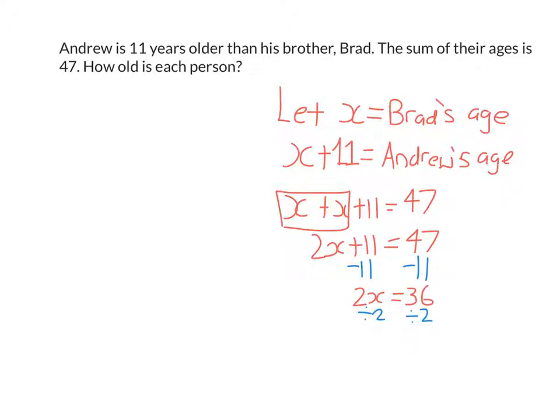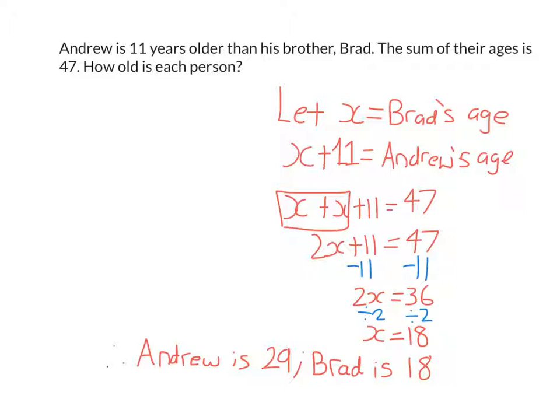So once again, you've got to be aware of what you found. x I defined as Brad's age. So if x is 18, Brad is 18, then Andrew is 18 plus 11, 29, and that's what I write as my worded answer. And there we have it. Andrew is 29 years old, Brad is 18, and we have done the question.